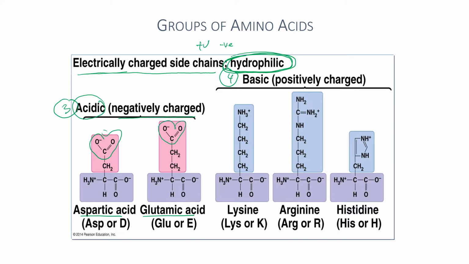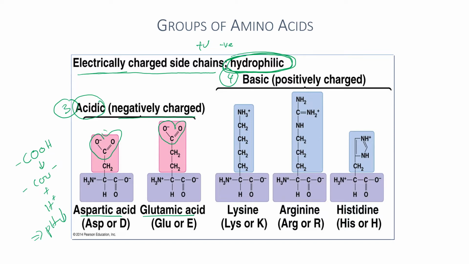When ionized in water, originally the side chain has COOH, and when ionized it becomes COO negative, releasing hydrogen ion into the surrounding solution, causing the surrounding solution pH to drop, which is acidic.